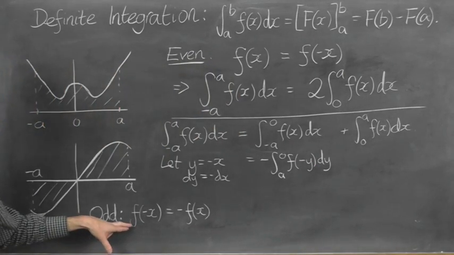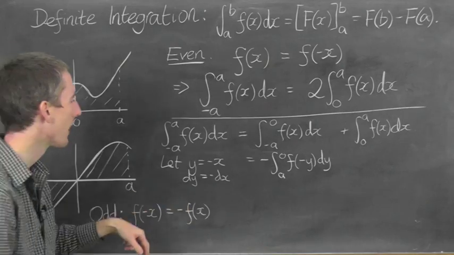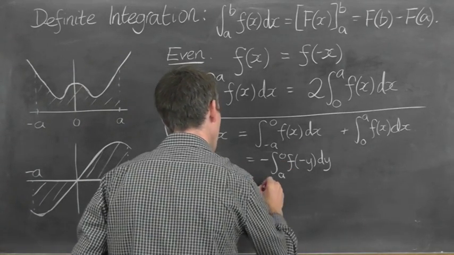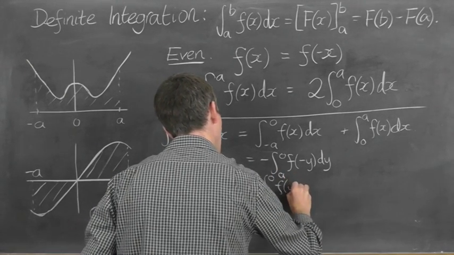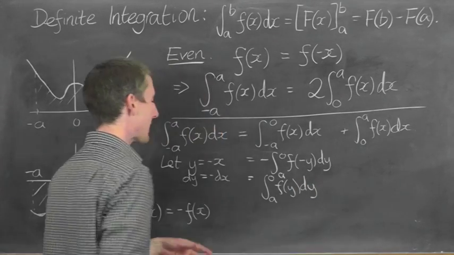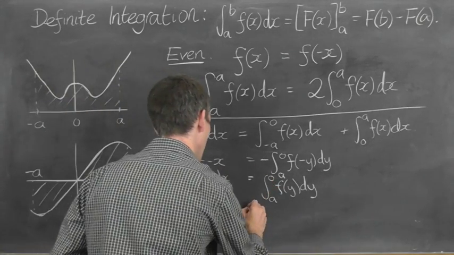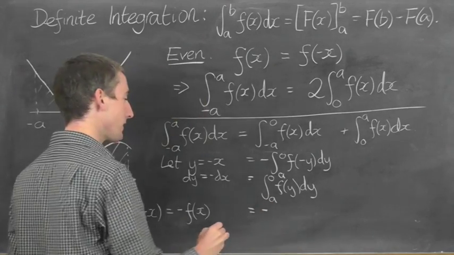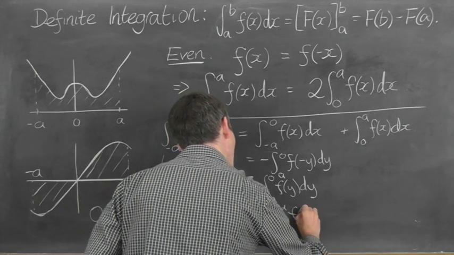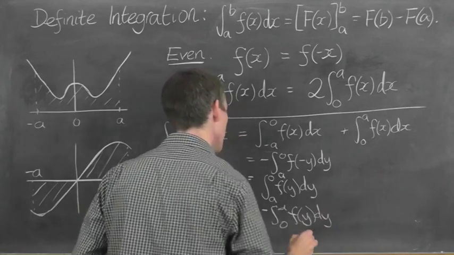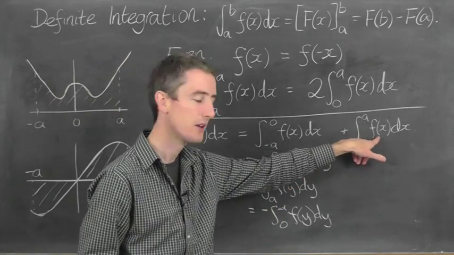Now here we can use the odd property to replace f of minus y with minus f of y, and that cancels out the minus sign. So we're left with the integral from a to 0 of f of y dy. But the final step then is to flip the limits of integration, to switch them over, and that introduces another minus sign, so that we have the integral from 0 to a of f of y dy as the first term. And you can see that this will now cancel with the second term.